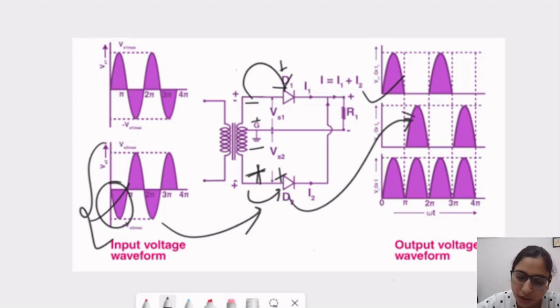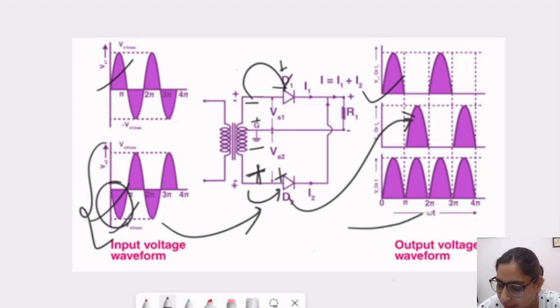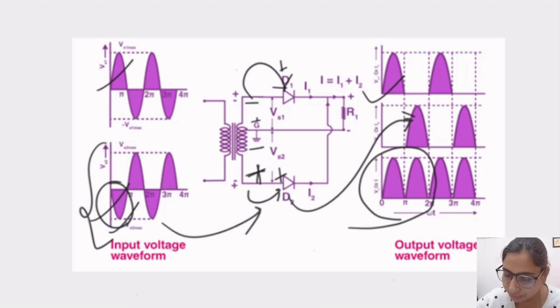So at both 0 to pi and pi to 2 pi, we are receiving the output, and similarly this is the combination of these two. So this is the working of a full wave rectifier circuit in the condition which is considered as center tap. Now we will discuss a few formulas over it.